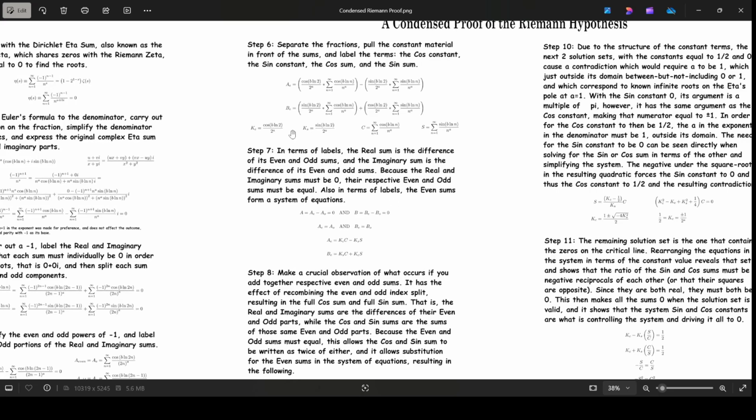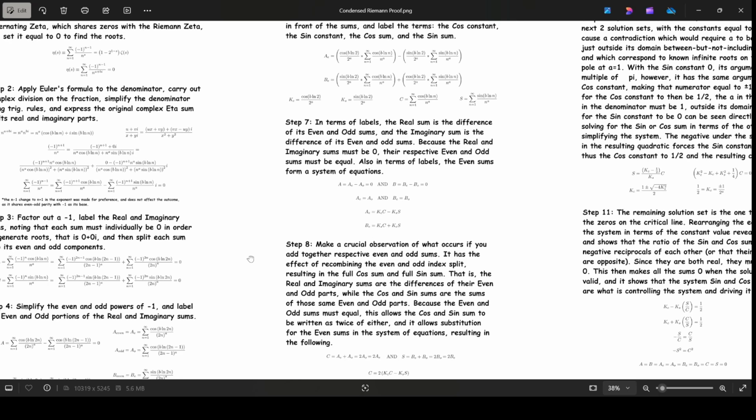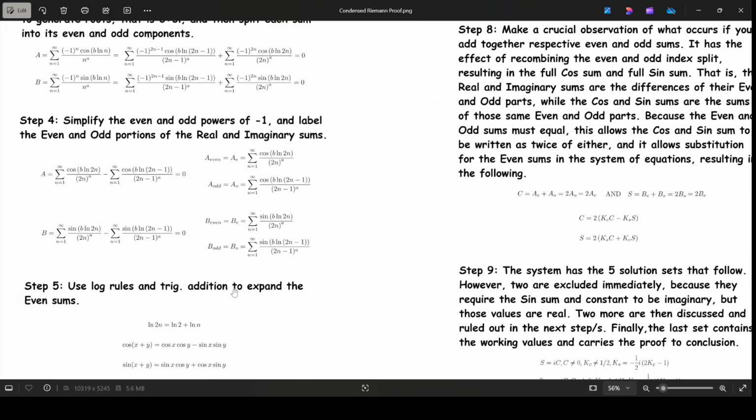In terms of the labels, now I'm just going to start using the labels a bit. We talk about here that the real sum is the difference of its even and odd sums, and the imaginary sum is the difference of its even and odd sums. What do I mean with that? Well, right here, we're saying the real sum A is the difference of its even and odd sum. Even minus odd. Even minus odd. So the imaginary sum is the difference of its even and odd sum, respectively.